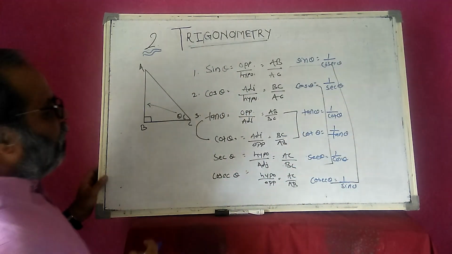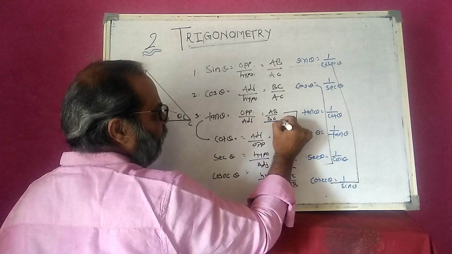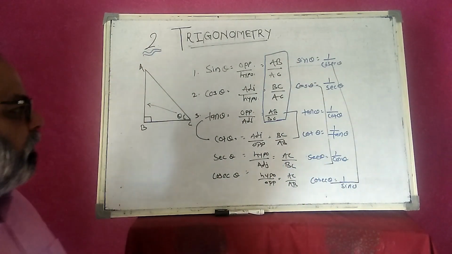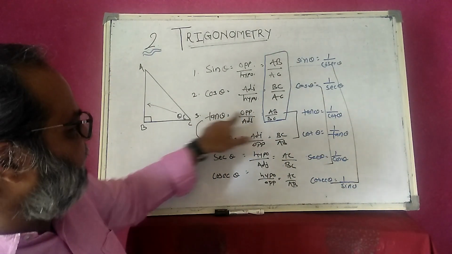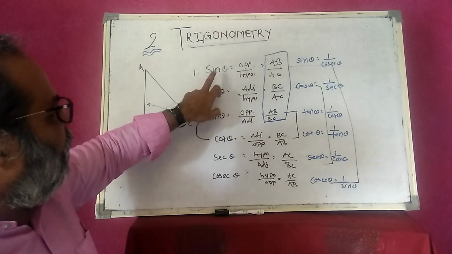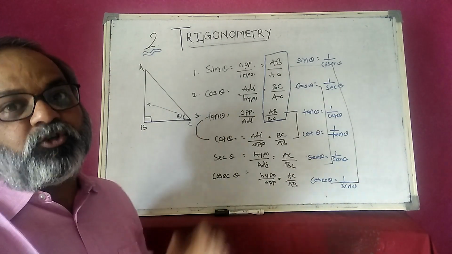Now, can you find any relation between tan theta? Just go with that. I just make a rectangle here. So the value of tan theta is AB upon BC. Value of cos theta is equal to BC upon AC. And value of sin theta is equal to AB upon AC. So just concentrate here. You get one ratio here.